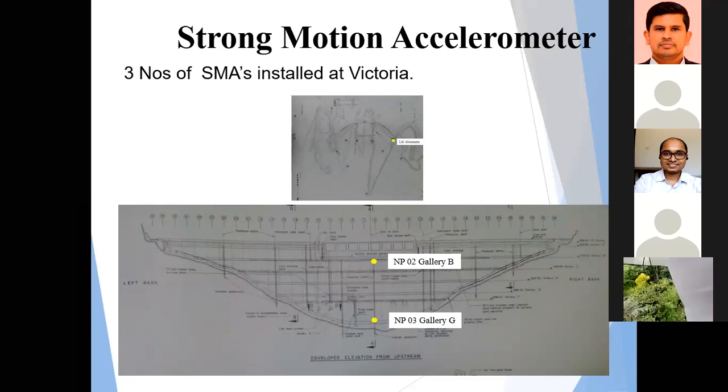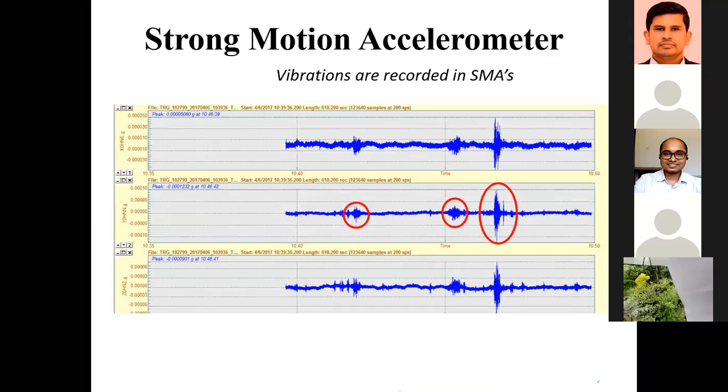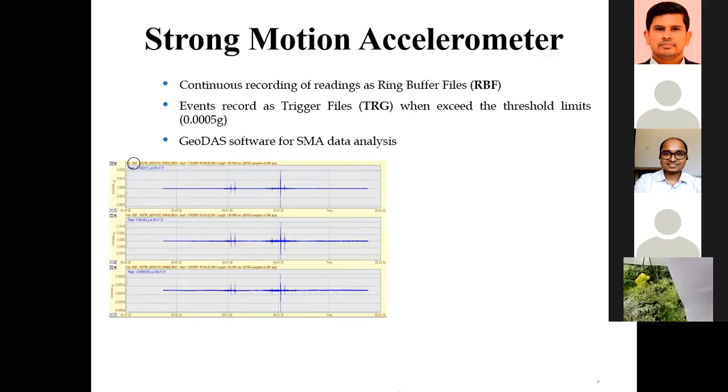So we have 3 SMAs, one in the abutment, which is not connected to the dam, it's in a solid rock location, and the other two inside the gallery, as you can see here, in P2, in P gallery G. And this is the photo of the located strong motion accelerometer. From that, we can measure the earthquake vibration, as I mentioned earlier. How it is recorded, this is one recording we have obtained, and I will show you again.